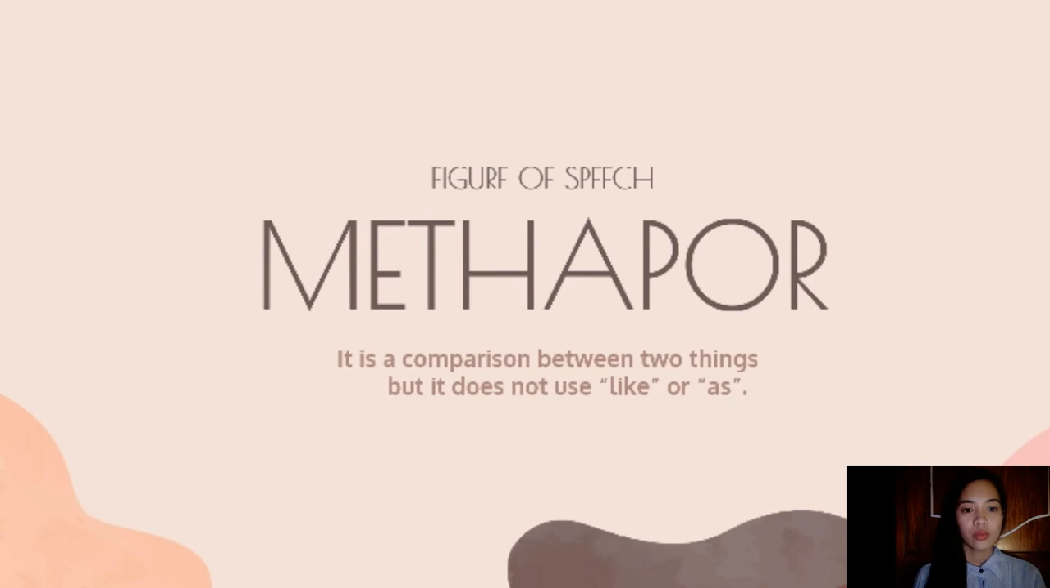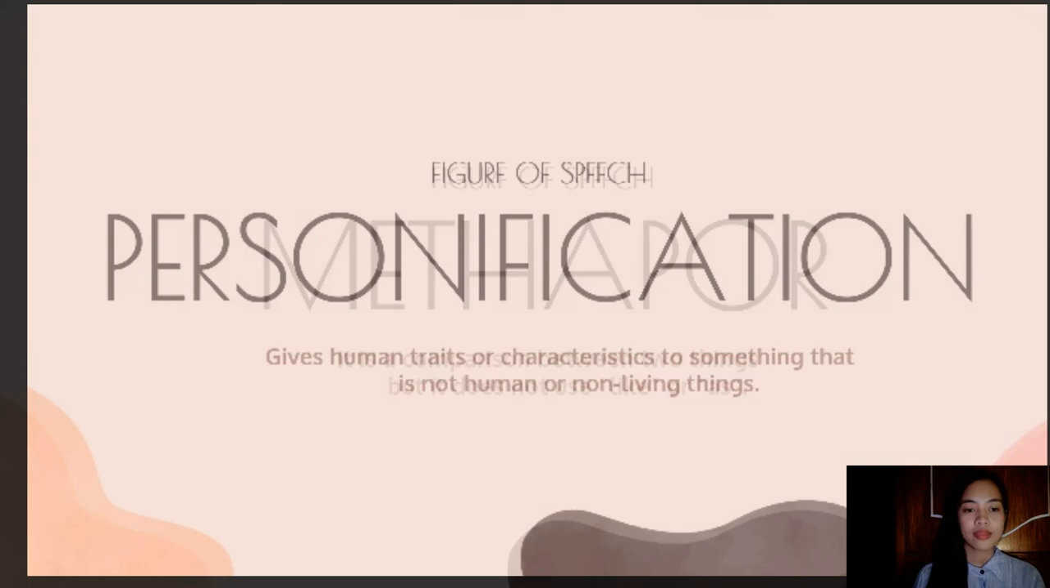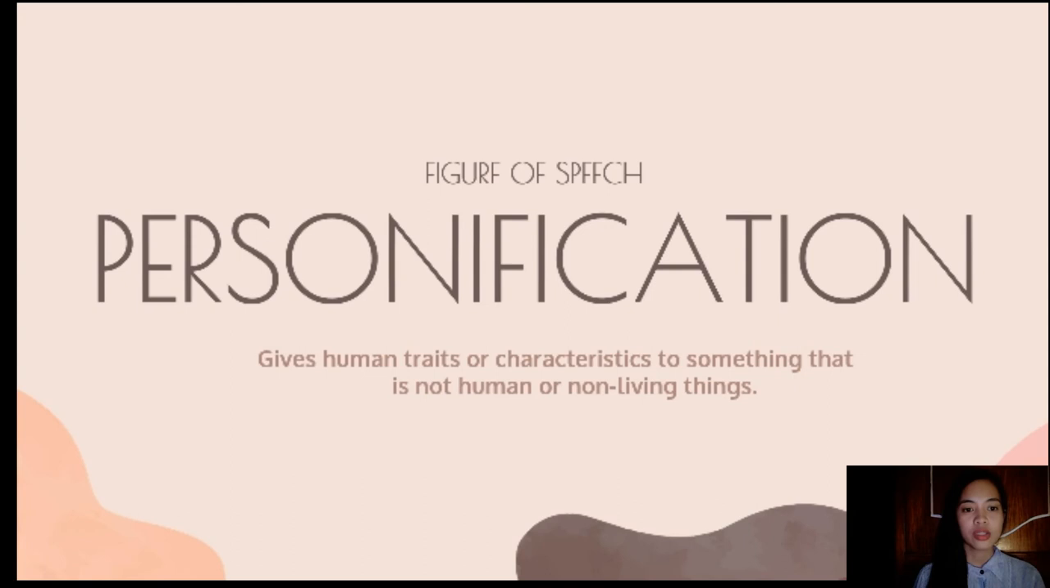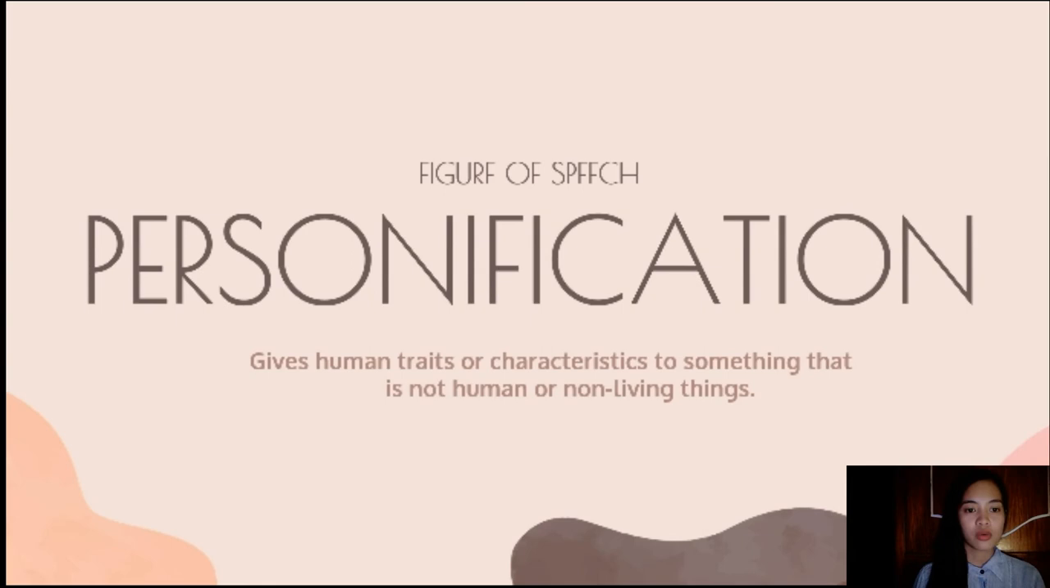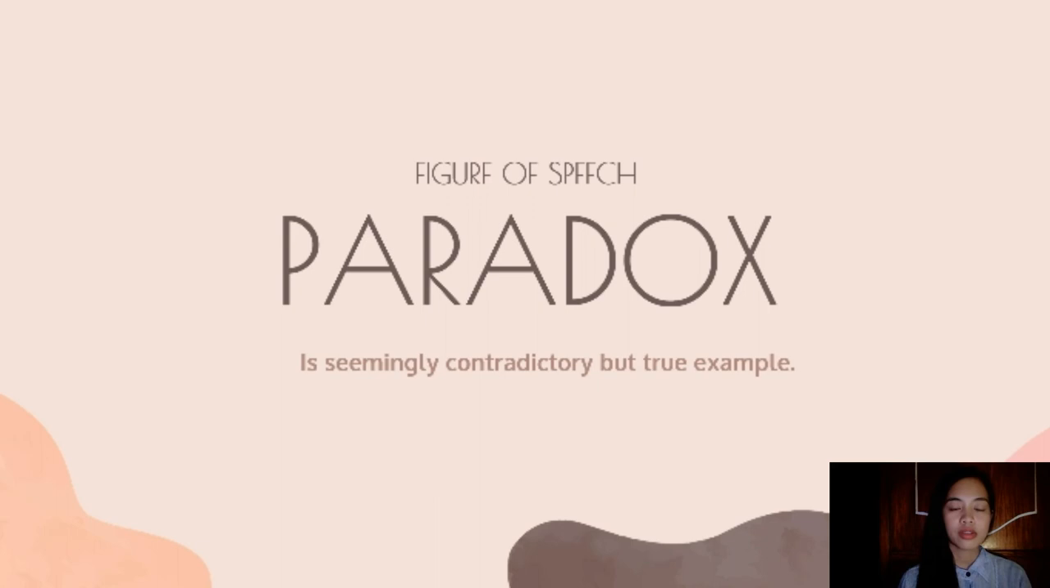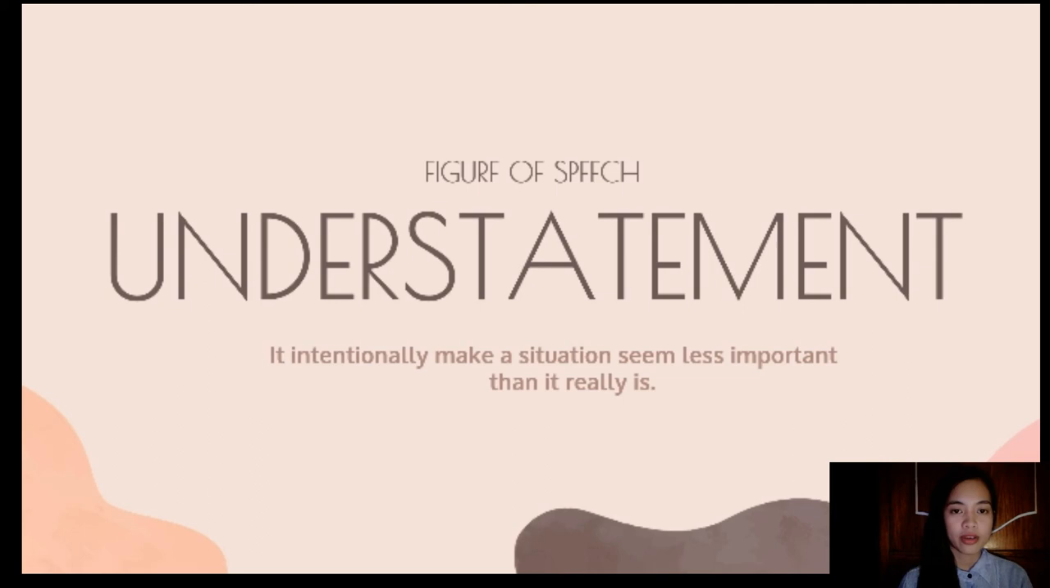Next is metaphor, which is a figure of speech that describes an object or action in a way that isn't literally true but helps explain an idea or make a comparison. Next is personification, which is the attribution of a personal nature or human characteristics to something non-human or the representation of an abstract quality in human form. Another one is paradox, which is a statement or proposition that seems self-contradictory or absurd but in reality expresses a possible truth. Next is understatement, a figure of speech employed by writers or speakers to intentionally make a situation seem less important than it really is.